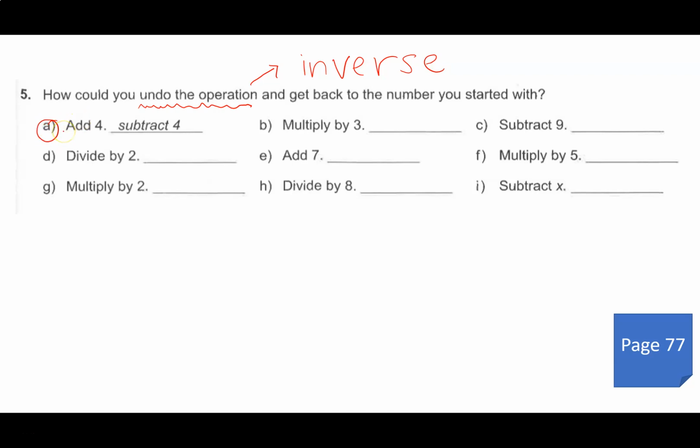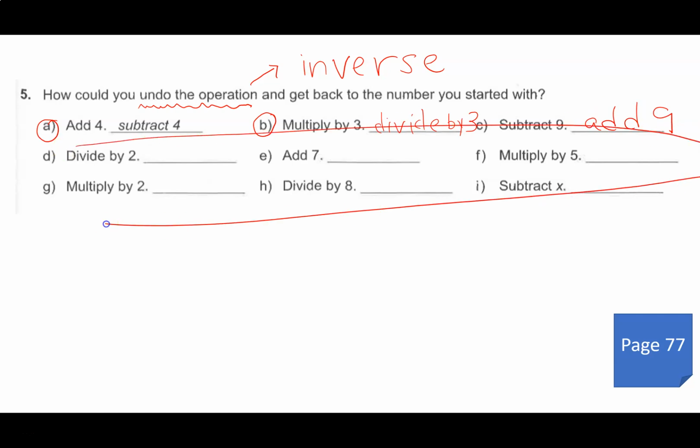If we add 4, the way that we can undo that or do the inverse would be to subtract 4. If we multiplied by 3, if we would like to undo that, we need to divide by 3. If we subtract 9, the inverse would be to add 9. Please try the rest of these by yourself.